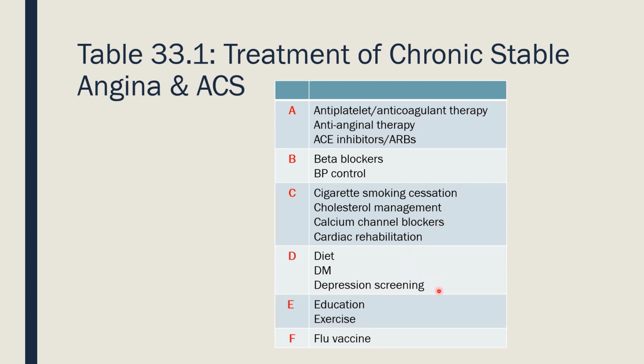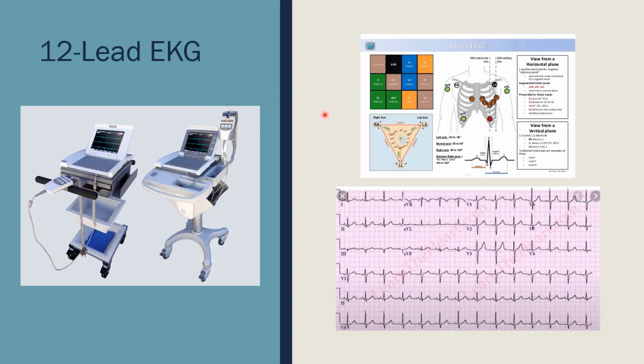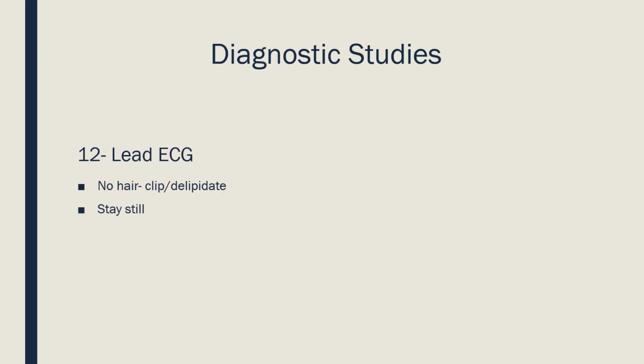And of course, in addition to that, we can also recommend preventative measures like flu vaccine and pneumococcal vaccines. Okay? So again, I'm going to repeat that whatever you're seeing here can be applicable to patients who have coronary artery disease, chronic stable angina, and also acute coronary syndrome. Okay? I already mentioned to you the 12-lead EKG, which assesses if your patient has possible abnormal heart rhythm.